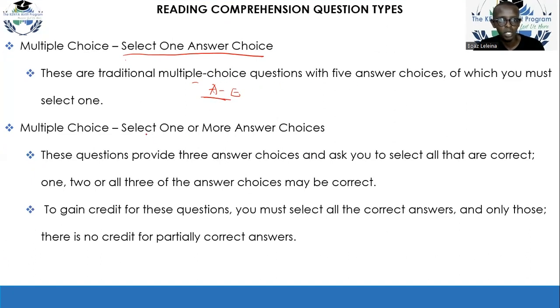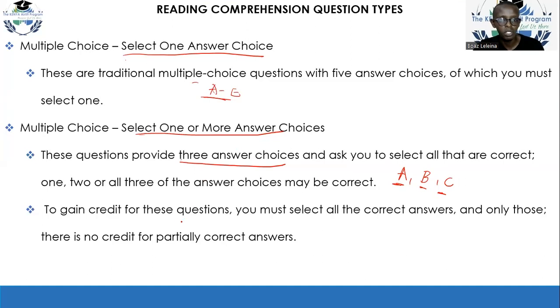Also, you could be asked to select one or more answer choices. These questions provide 3 answer choices and ask you to select all that are correct. 1, 2, or all 3 of the answer choices must be correct. So you'll be given A, B, and C, and then you're asked to pick from these 3. So 1 could be correct, 2 could be correct, or all 3 could be correct. So it's up to you to figure out which of these 3 is correct.